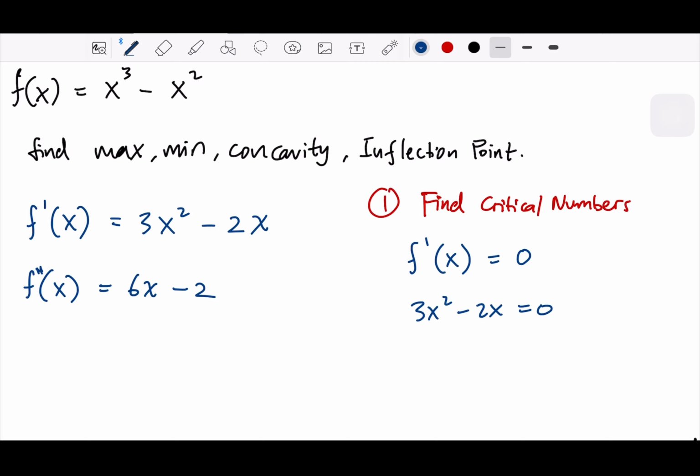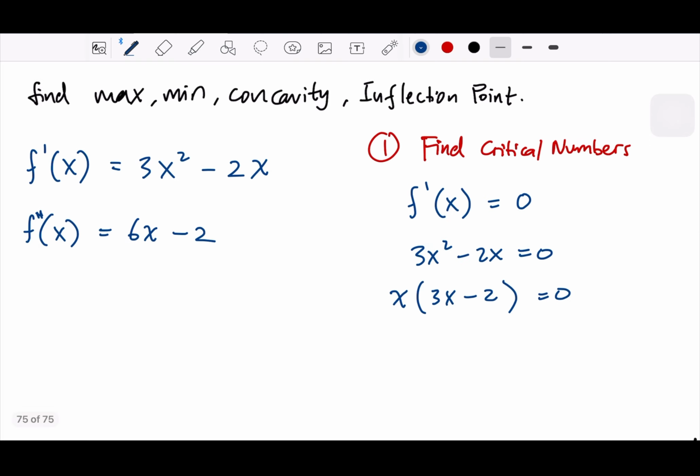Now I think this is a very basic example, so we could just take x out as a factor, so factorize, and we see that we have x equals 0 and x equals 2 over 3. Now these two will be our critical numbers, right?